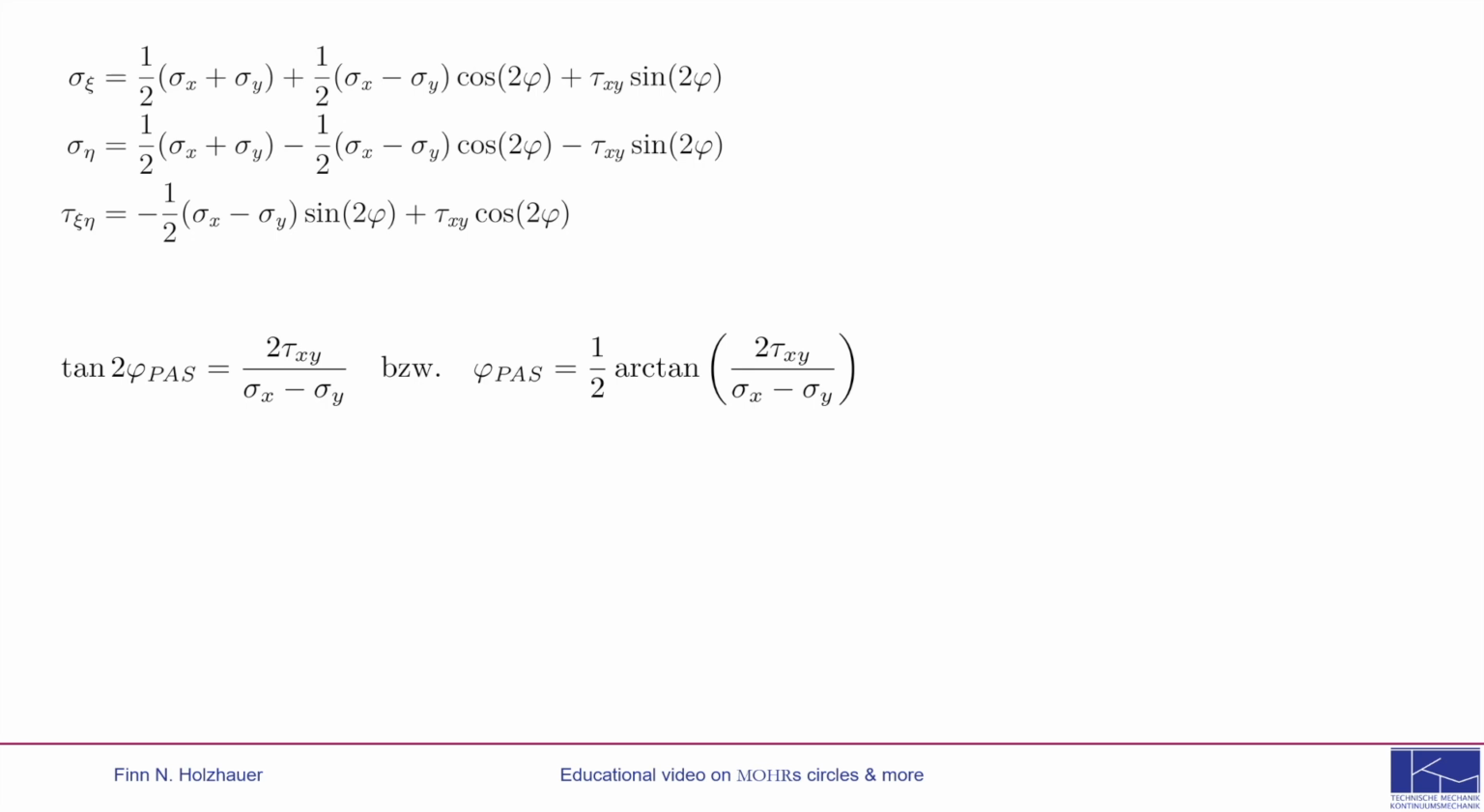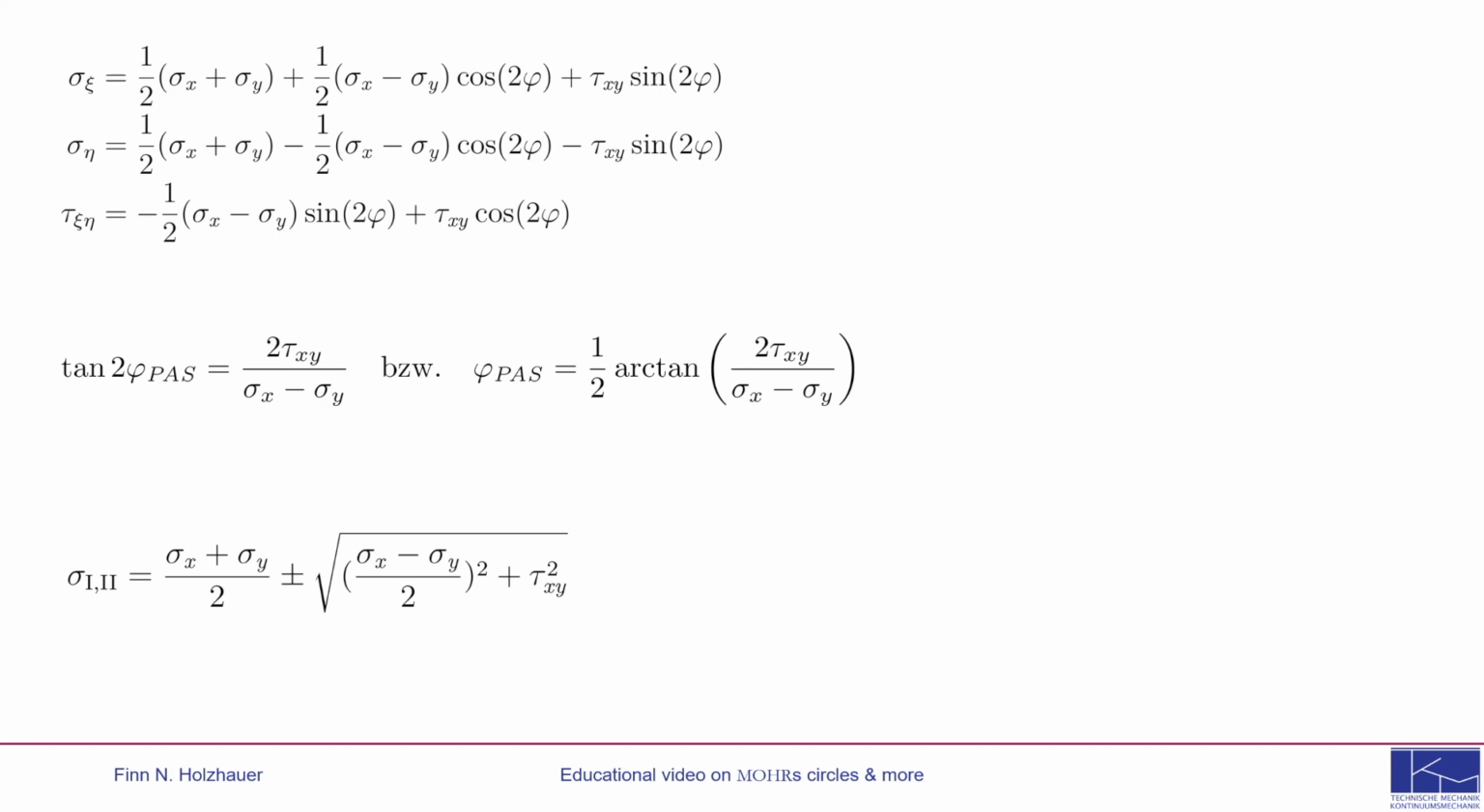The transformation relations can also be rearranged into this equation. This allows the principal stresses to be computed analytically. Again, it is important to respect the previously mentioned ordering of the principal stresses, such that sigma 1 is always greater or equal to sigma 2, which is always greater or equal to sigma 3.